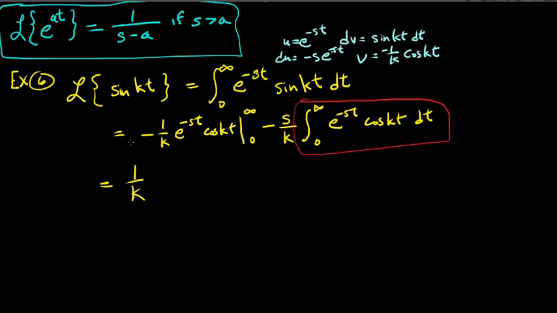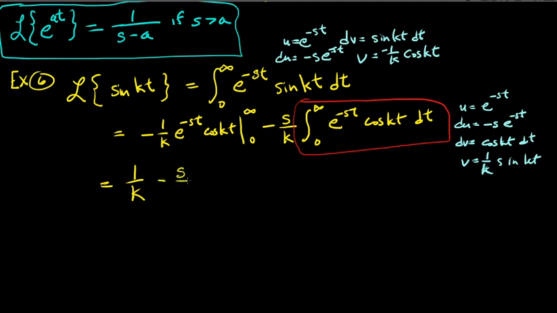And now what's this integral here? Well, we've got to do this all over again, right? We have another integration by parts. So this time we'll do the same thing. u is going to be e to the negative st, so du will be negative s e to the negative st. And dv will have to be cosine of kt, and then v will just be 1 over k, sorry, 1 over k sine of kt. Okay. Yep. So we've got to do this a second time, right?